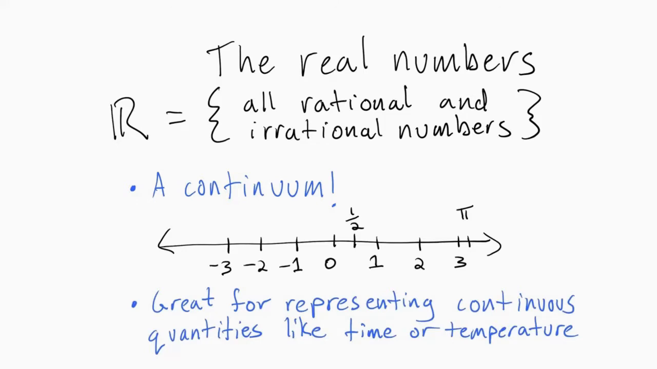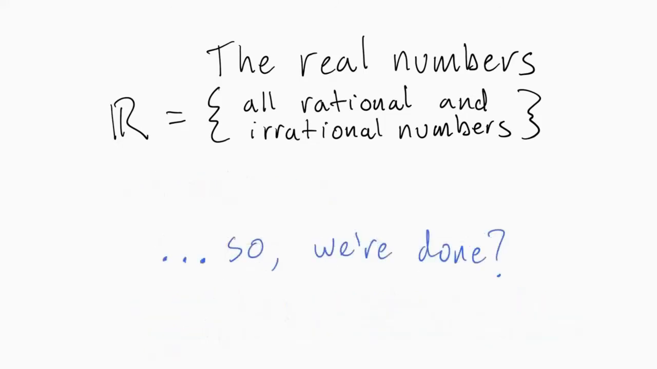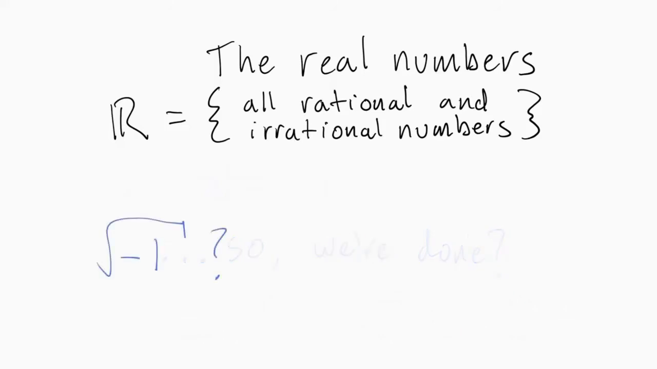Now, reasonable question. Are we done? We've got a number system that can represent an entire number line, so that seems pretty good to me. But there are still a couple things we can't do. Remember this guy, square root of -1? You can't take the square root of -1 in the real numbers. There is no real number that, when multiplied by itself, gives you -1.